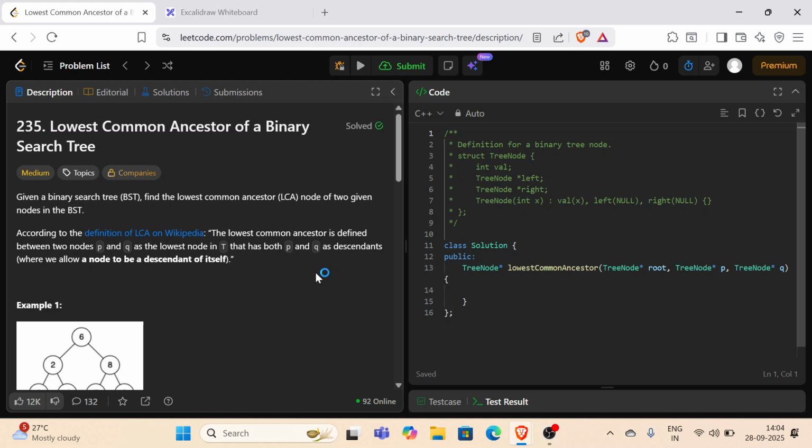Today's video is about finding the lowest common ancestor of a binary search tree. In the question, we will be given a binary search tree and two other nodes, P and Q. We must find the lowest common ancestor. So what is the lowest common ancestor?